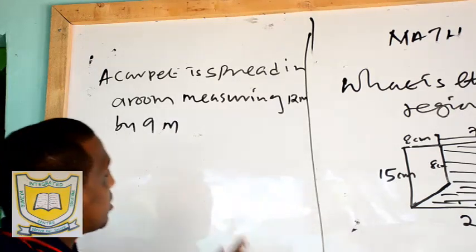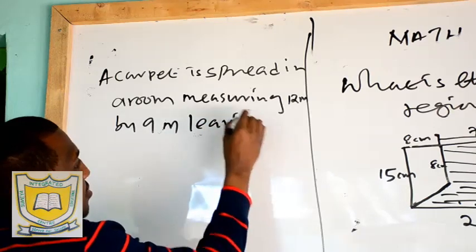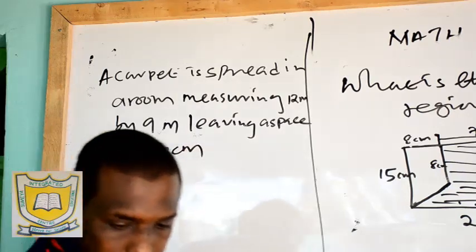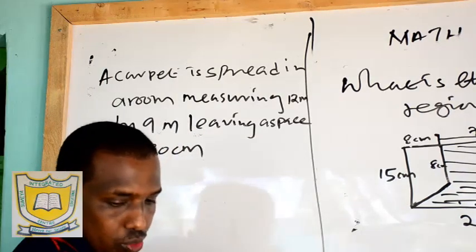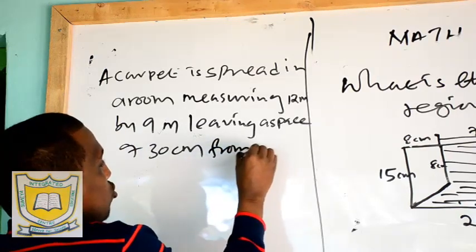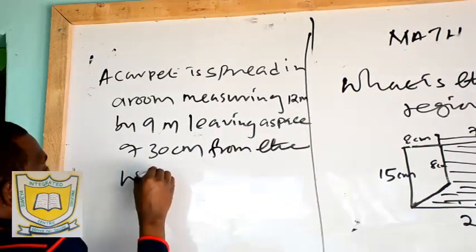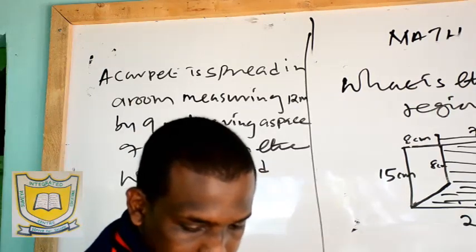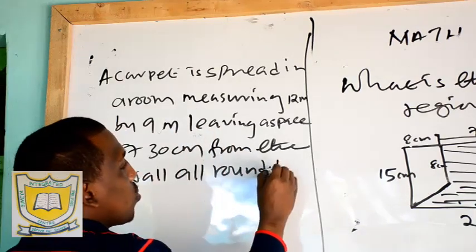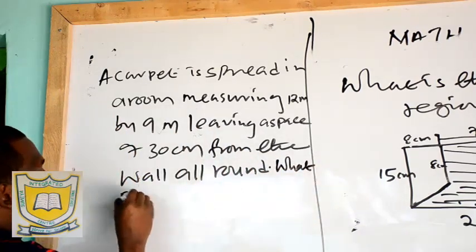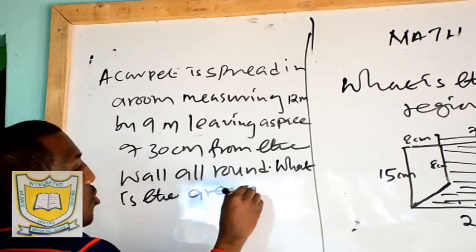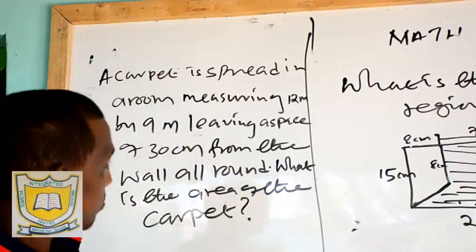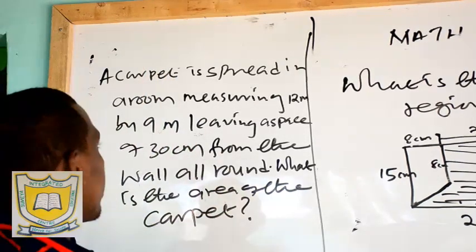Leaving a space of 30 centimeters from the wall all round. Then they ask, what is the area of the carpet? That is the question.